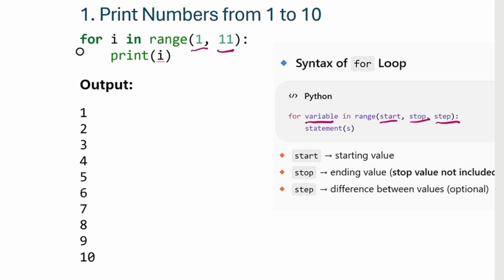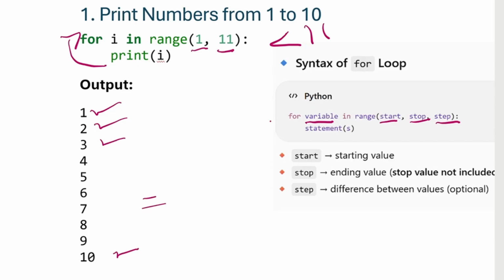It will increase automatically by 1. So first, print i means it will print 1. Then control goes back to the for loop, which checks whether i is less than 11. Yes, then it adds 1. Then print i means print 2. Then the value of i is 3, it will print 3. Like this it will print up to 10.